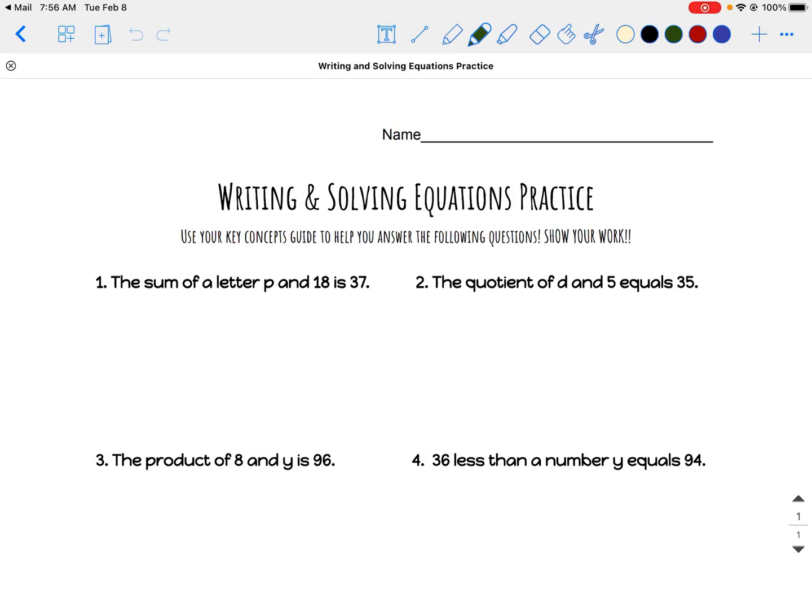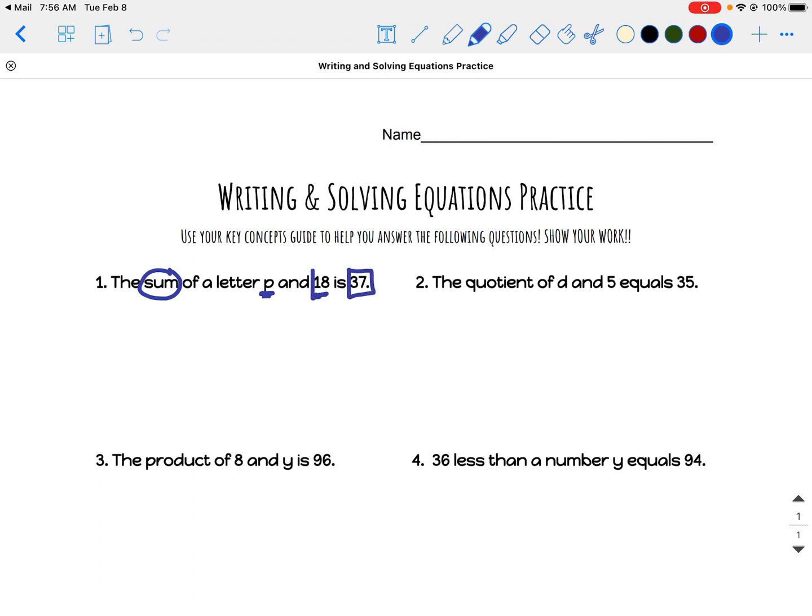Let's create and solve equations using the word sentences given here. All right, let's remember to identify keywords. You can reference your key concepts guide if you need help determining what those words would tell us to use in an equation. All right, this first one says the sum of a letter P and 18 is 37.